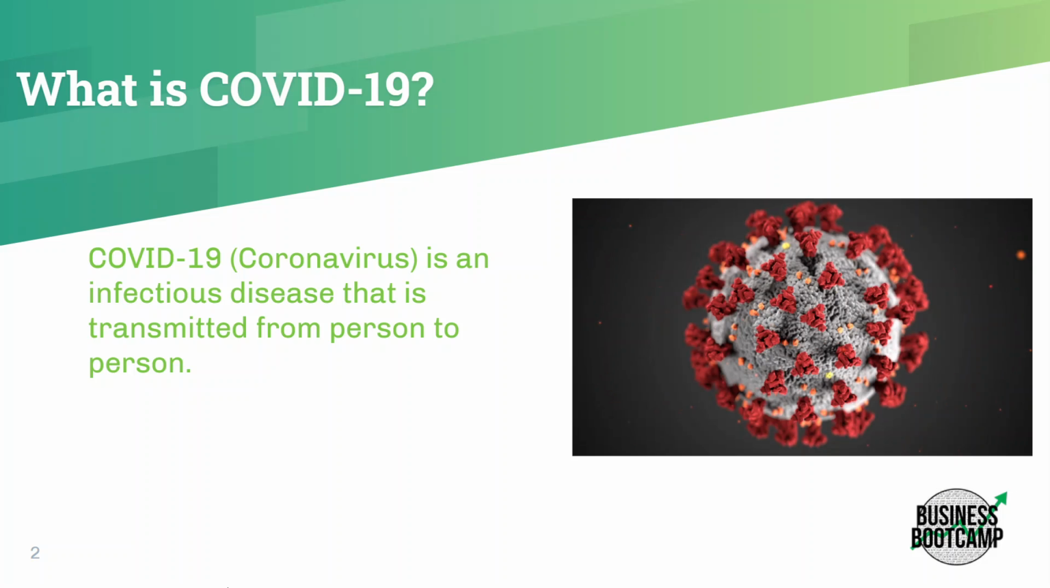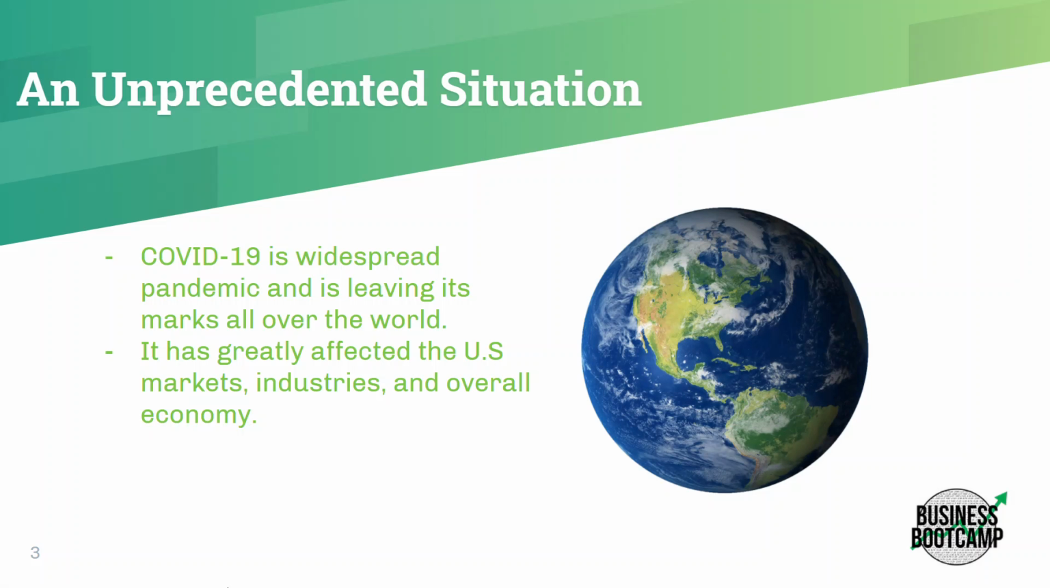To start, you may already know what COVID-19 is, but let's just briefly go over it one more time. COVID-19, also known as coronavirus, is an infectious disease that is transmitted from person to person. And the main issue of COVID-19 is, again, the person-to-person transmission. And it has caused an unprecedented situation. It is a widespread pandemic and it's leaving its marks all over the world. It's greatly affected US markets, industries, and the overall economy.